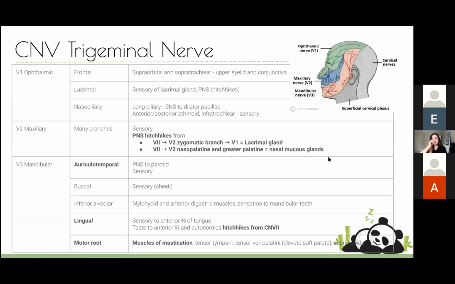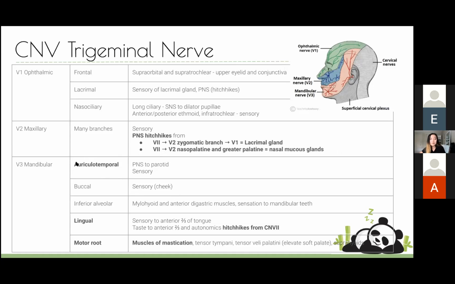This is your trigeminal nerve. I'm only going to go through the harder ones briefly, but you can see that it's supplying sensation in terms of this. I kind of try and remember the lines-ish. You can see here that there's lots of PNS hitchhiking with the trigeminal. From the facial nerve, it hitchhikes and supplies the lacrimal gland. From the facial nerve, it hitchhikes and supplies the nasal mucous glands. So the PNS actually comes from the facial nerve, and the trigeminal nerve is just used as like a highway.